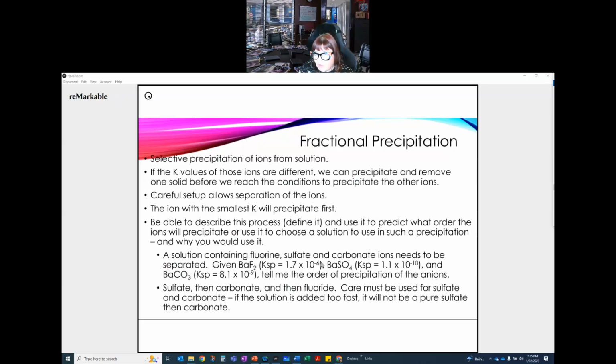If we just want to get all of them out, and we just add a large excess of the barium, they all crash out. Okay? But typically, we want it to be fractionalized. We want to separate those ions from each other. Okay? So that's what we're talking about there.